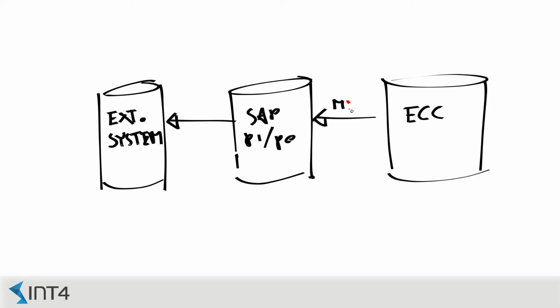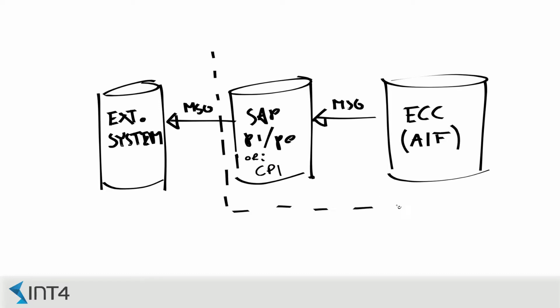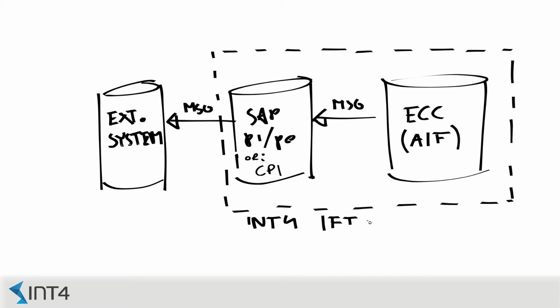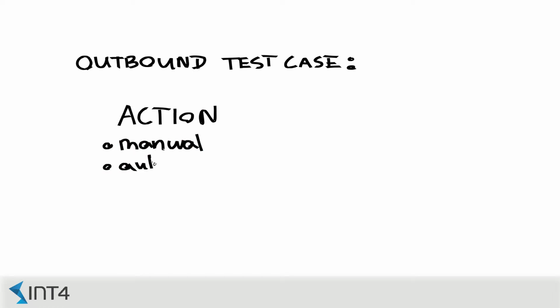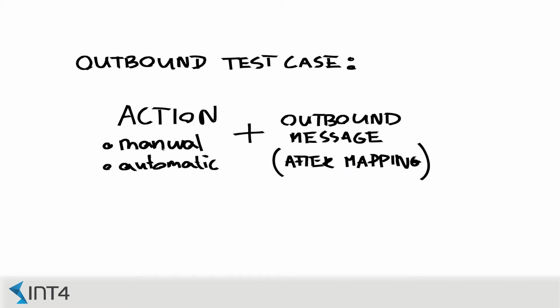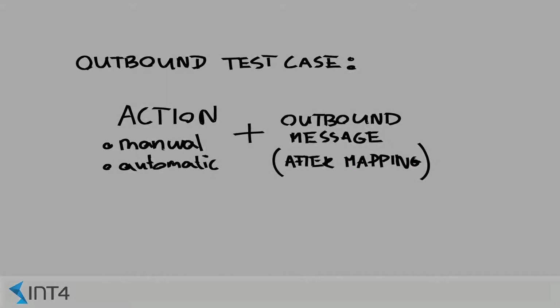An outbound interface is the one where a message is triggered in SAP backend and sent to external system. INT4 IFTT tests automatically both stages of message processing, in SAP backend, like AIF, and SAP PIPO or Cloud Platform Integration middlewares until the message is ready to be sent out to external world. Therefore, an outbound test case is a combination of an action, either manual or automatic, that triggers the message in the backend, and the outbound message after its mapping and processing in the middleware by particular adapter modules.